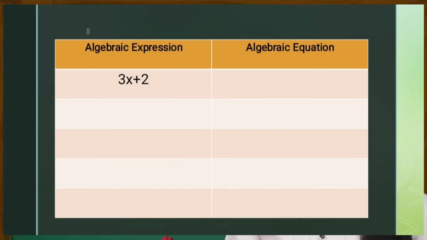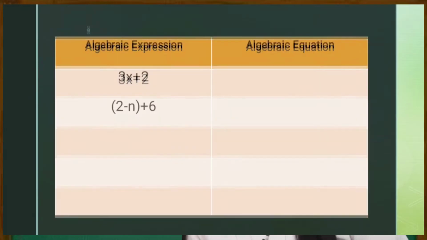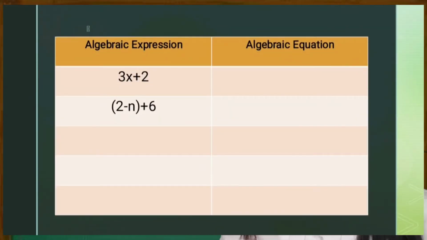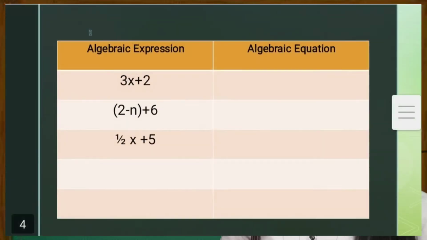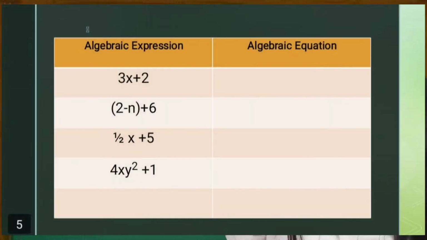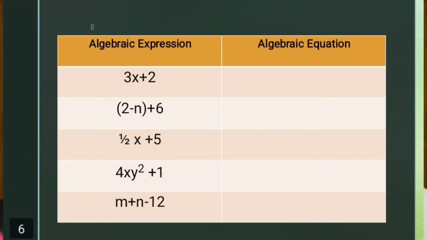We have 3x plus 2. We also have quantity 2 minus n plus 6. Another is 1/2 x plus 5. We also have 4xy raised to 2 plus 1. And lastly, it's m plus n minus 12.